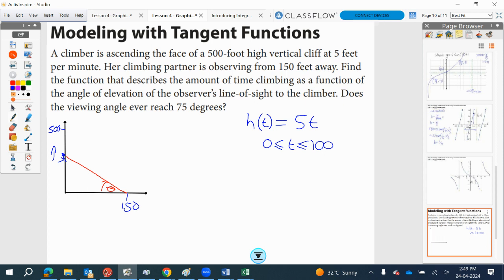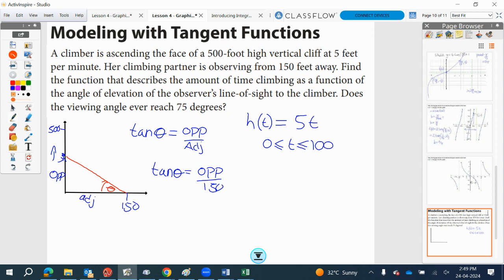Find the function that describes the amount of time climbing as a function of the angle of elevation. So the relationship between this length and this length is given by trigonometry. This would be the opposite. This would be the adjacent. And we can say that the tan of theta is equal to the opposite over the adjacent. So we want to find out the adjacent is the distance she's standing away. So we've got tan theta is equal to the opposite over 150.